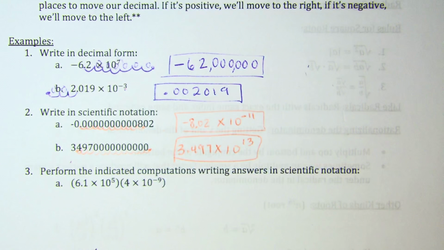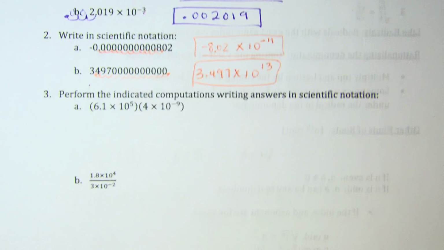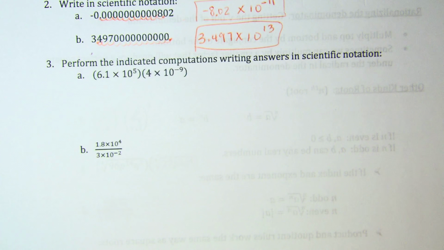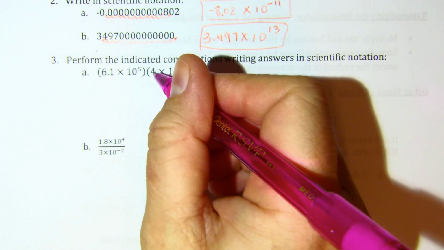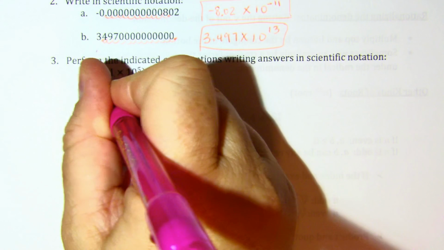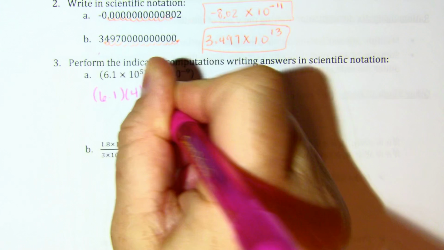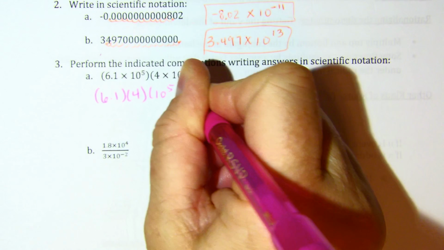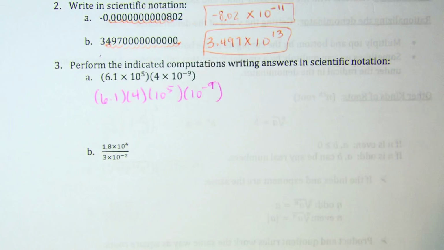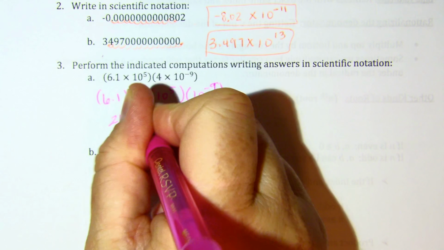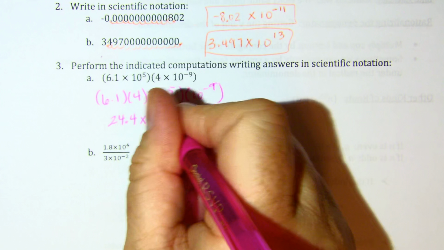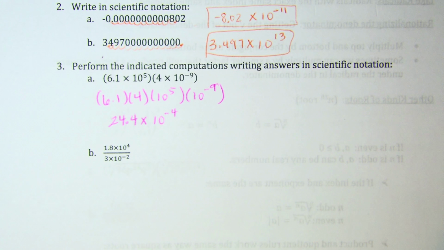All right, so now let's do some multiplication and division of numbers in scientific notation. This is actually just going to be using those exponent rules we were using on the previous page. I have 6.1 times 10 to the 5th times 4 times 10 to the negative 9th. So 6.1 times 4 times 10 to the 5th times 10 to the negative 9th. Well, 6.1 times 4 is 24.4 times 10, and 5 and negative 9 becomes negative 4. We're adding those together. Now this looks like it's in scientific notation, but there's one problem.